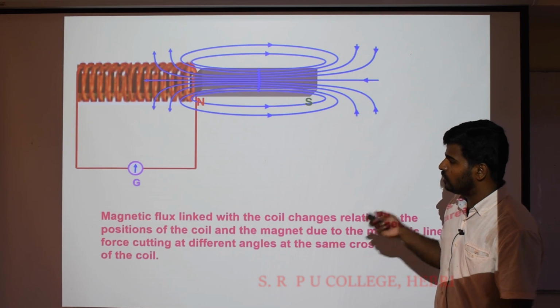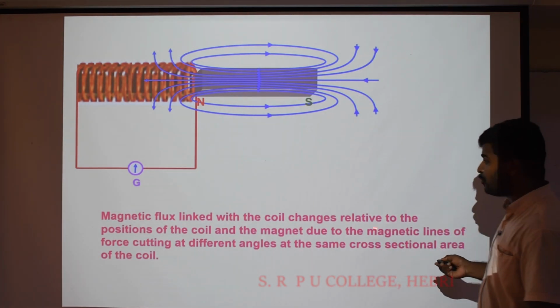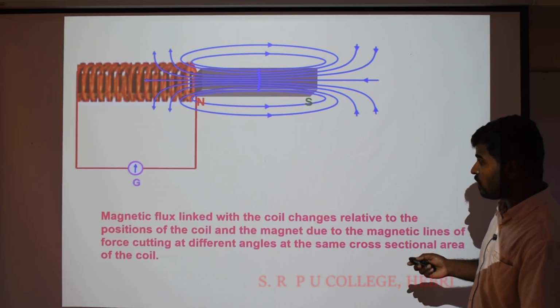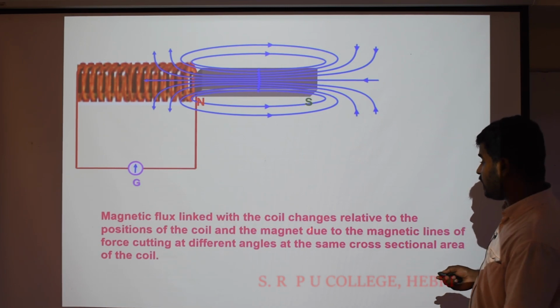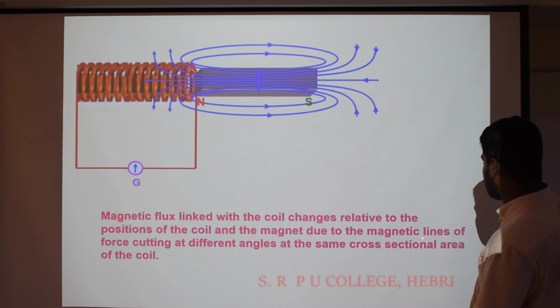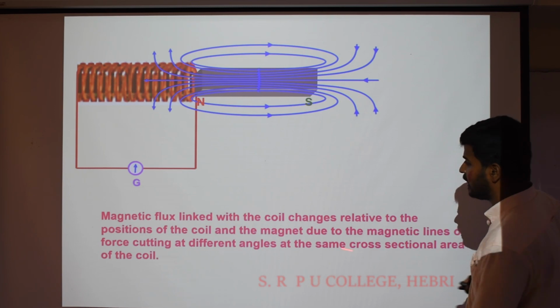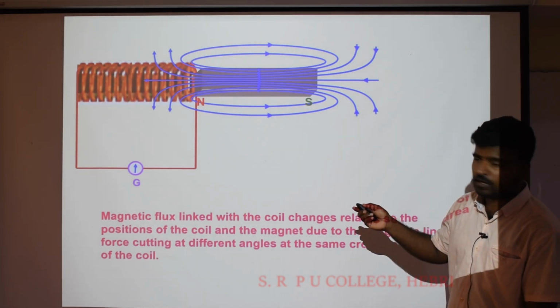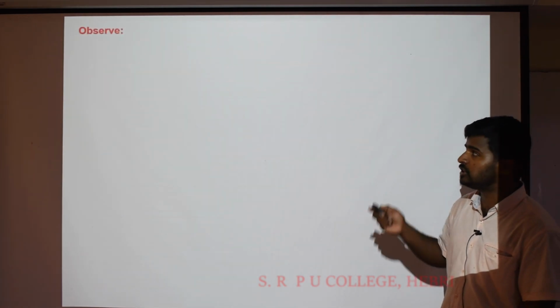You have seen it, now look at this. The magnetic flux linked with the coil changes relative to the position of the coil and the magnet, due to the magnetic field lines of force cutting at different angles across the same cross-sectional area of the coil, which means they have given the explanation for this. Is it clear? Therefore, continuing, what are the observations that are made over here?